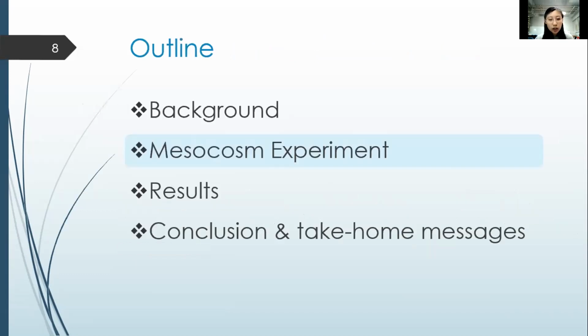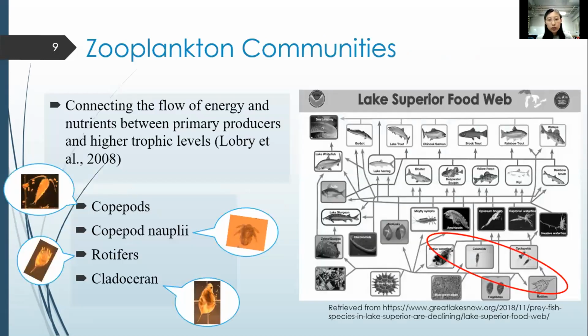So we conducted a mesocosm experiment. We used zooplankton communities as our research objects. Zooplankton are an important component of the lake food web. They connect the flow of energy and nutrients between primary producers and higher trophic levels.